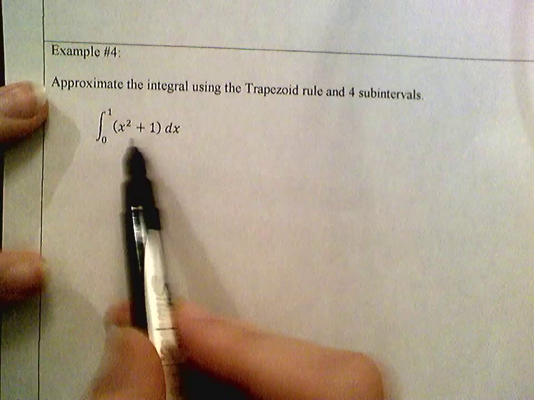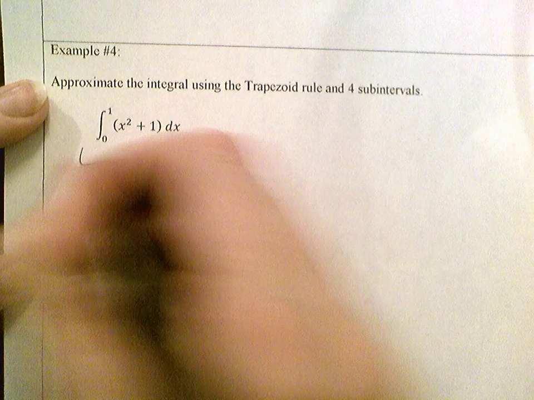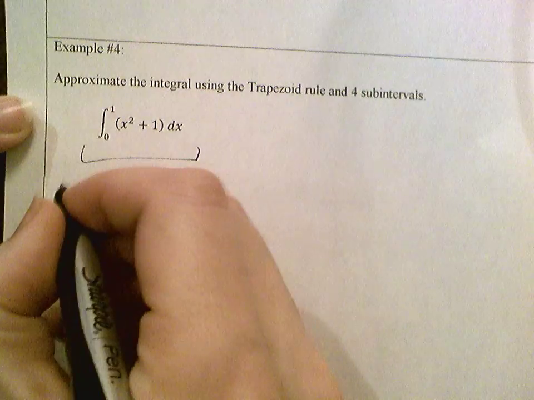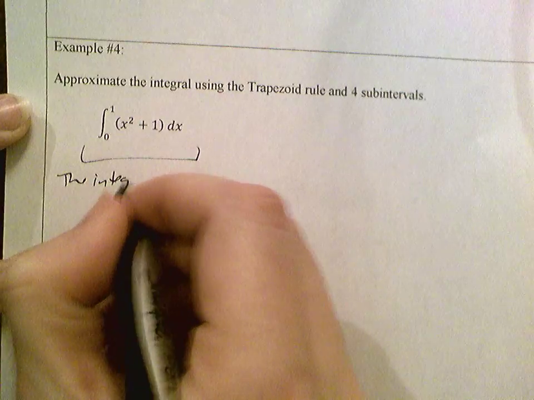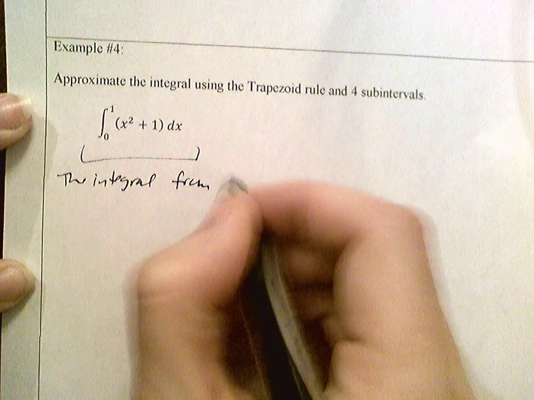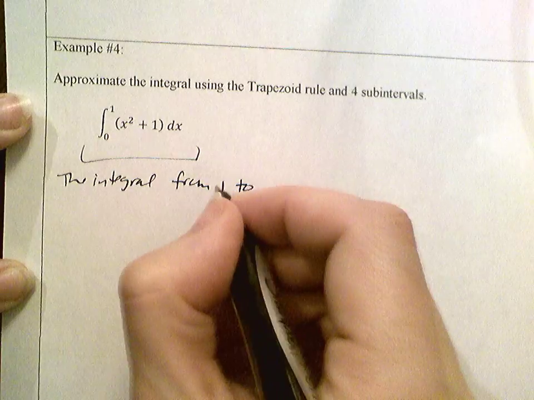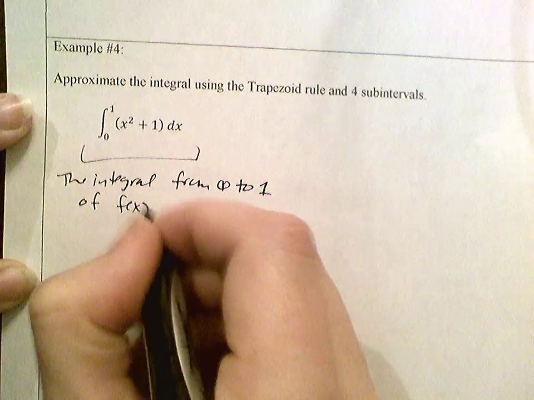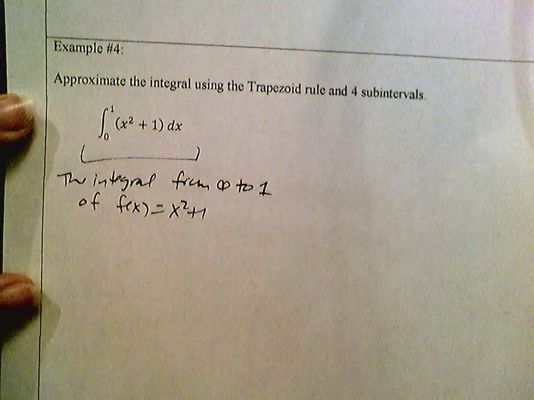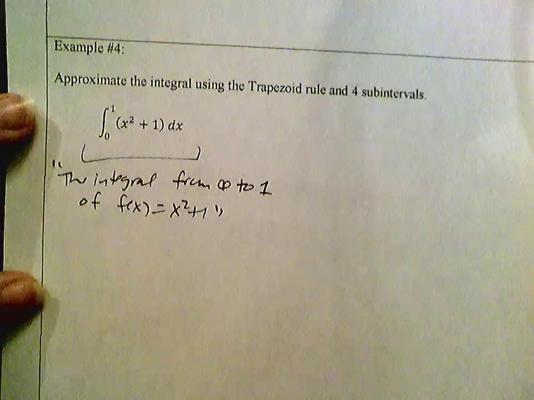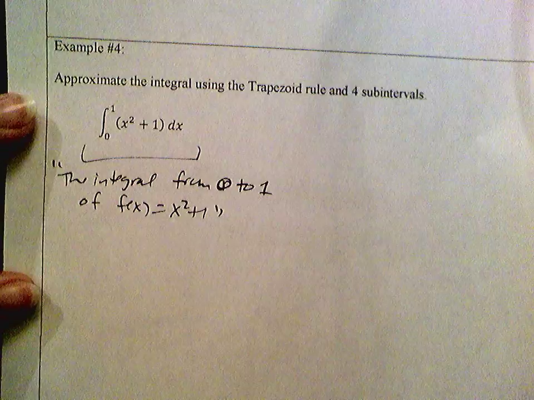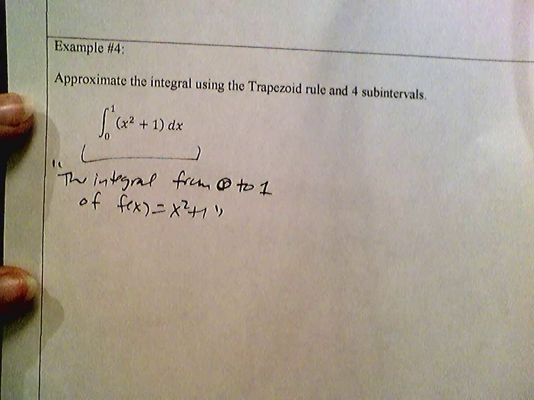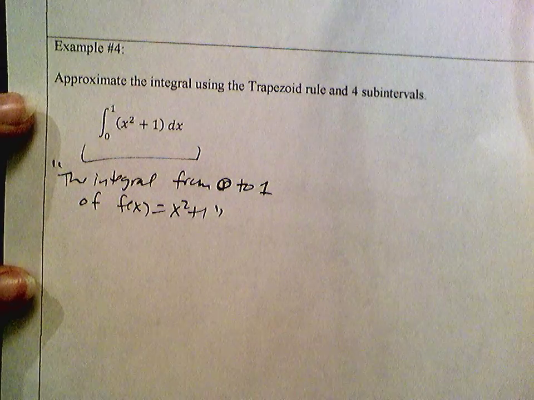So let's just write, in language, this thing here is the integral from 0 to 1 of, we'll say f of x equals x squared plus 1. So that's how you would read that. In the future, I think I should ask you to read that to me a lot. But this is the integral from 0 to 1 of x squared plus 1. And you don't have to read the dx.